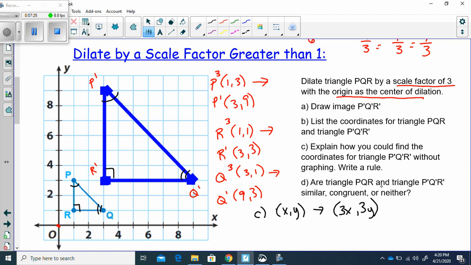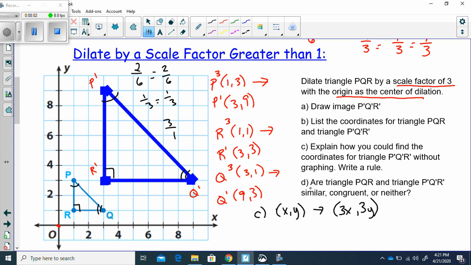Are triangle PQR and triangle P prime, Q prime, R prime similar, congruent, or neither? If they were congruent, the sides would be the same length. This side is 2, this side is 6. So I've got 2 to 6. Both of those reduce to 1 over 3, or in this case, it would be 3 over 1. Sorry, I should have done it the other way. This one is 3 times the size of this one, okay?